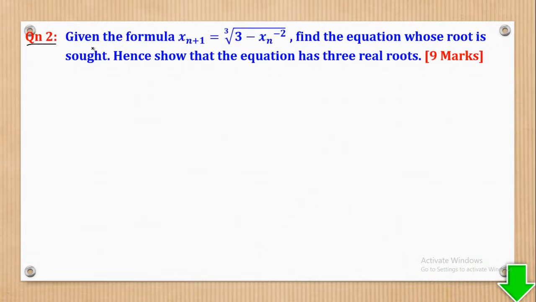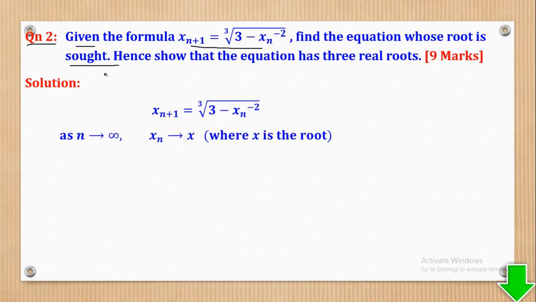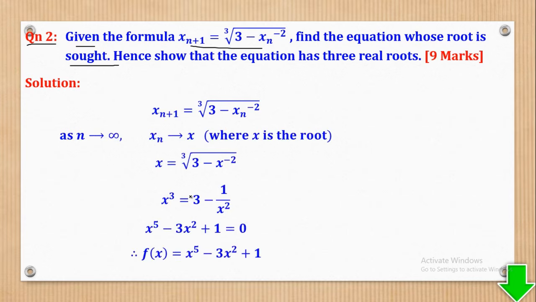Then that was question 1. Now we shall go to question 2. Says that given the formula this, find the equation whose root is sought. Hence show that the equation has 3 real roots. So still we shall first quote the condition as n tends to infinity, then you replace and cube, then cross multiply, and that will be the equation.